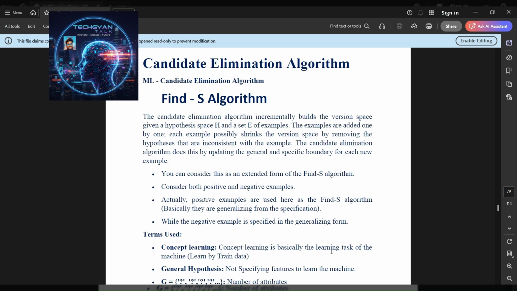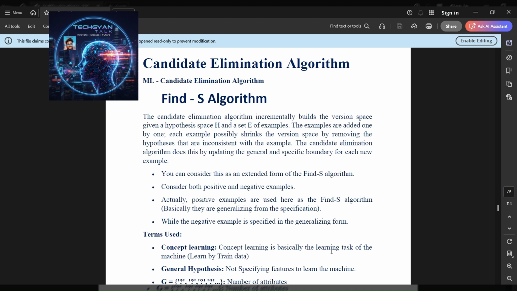The candidate elimination algorithm incrementally builds the version space given a hypothesis space H and a set E of examples. The examples are added one by one. Each example possibly shrinks the version space by removing the hypotheses that are inconsistent with the example. The candidate elimination algorithm does this by updating the general and specific boundary for each new example.